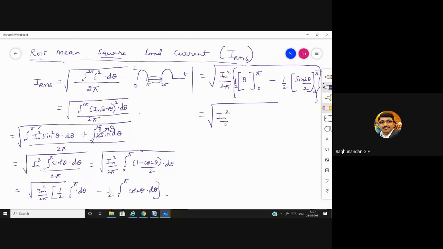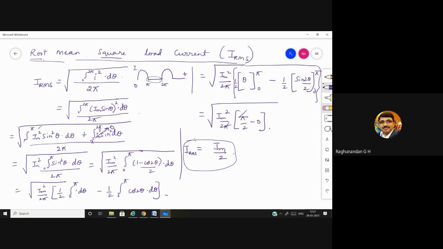So Im square by 2 pi into this one becomes pi by 2 minus 0, right? Pi by 2 minus 0. That is equal to, so this becomes pi will get cancelled, and we will have Im by 2. So IRMS is equal to Im by 2. This is the equation for the IRMS.